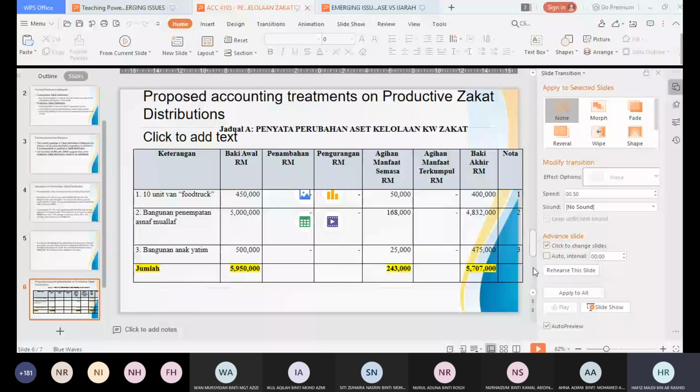For the food truck and the bangunan anak yatim, the building for the orphans, a similar concept of depreciation based on useful life can be used. But for the building for mu'allaf, you might use another method rather than a simple straight line method of depreciation, in order to estimate a more accurate distribution of zakat manfaat for the asnaf. This is what I mean.